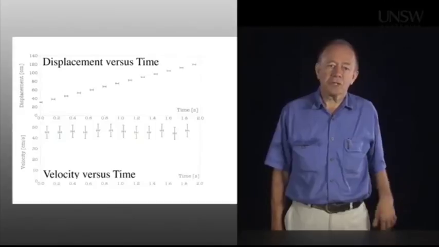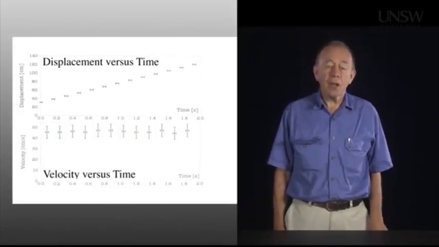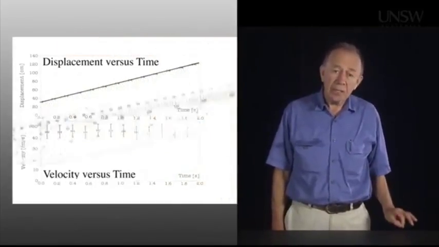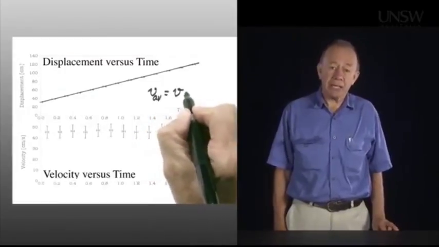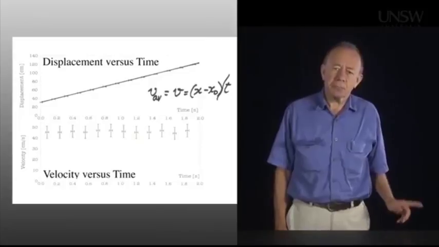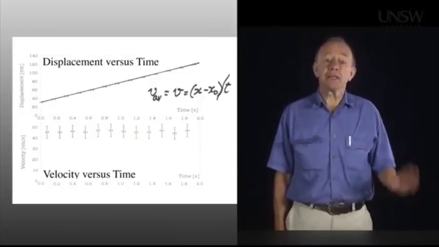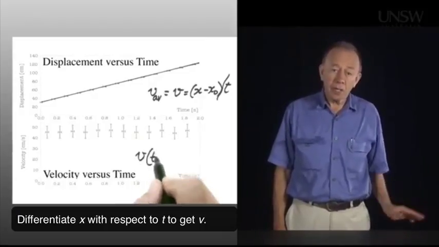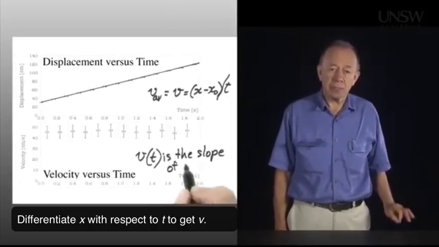Subject to that constant velocity approximation, we can write v average equals v equals x minus x0 over t. So that shows us how to get from displacement to velocity. We take the slope. Velocity is the slope of the displacement graph.